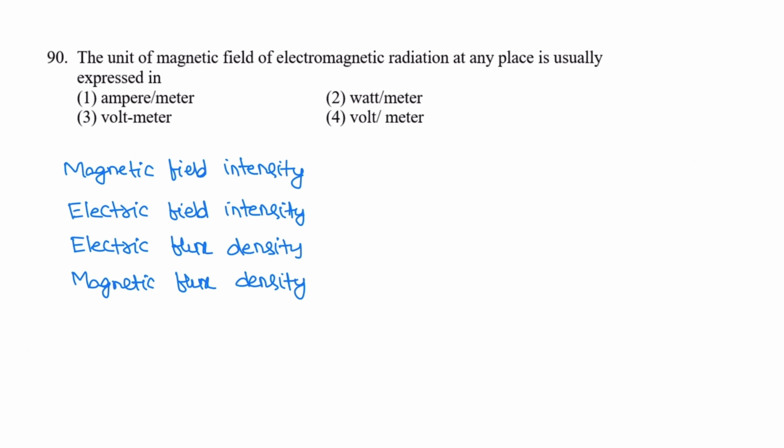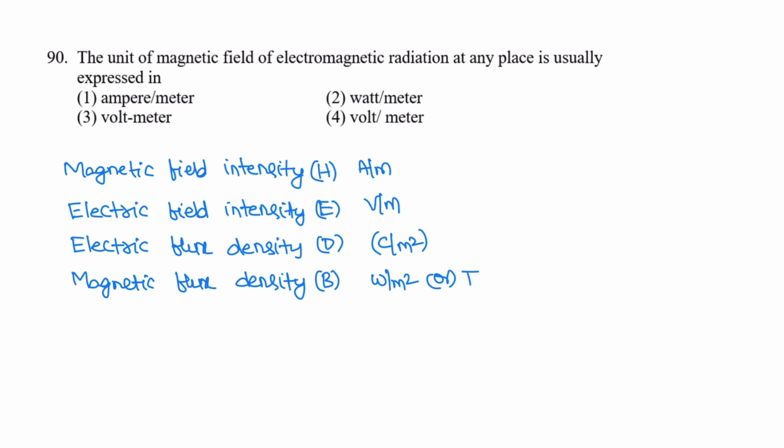Next question. The unit of magnetic field of electromagnetic radiation at any place is usually expressed in. So the unit of magnetic field intensity H is ampere per meter. Electric field intensity E, unit is volt per meter. Electric flux density D is coulomb per meter square. And magnetic flux density B is Weber per meter square or Tesla.